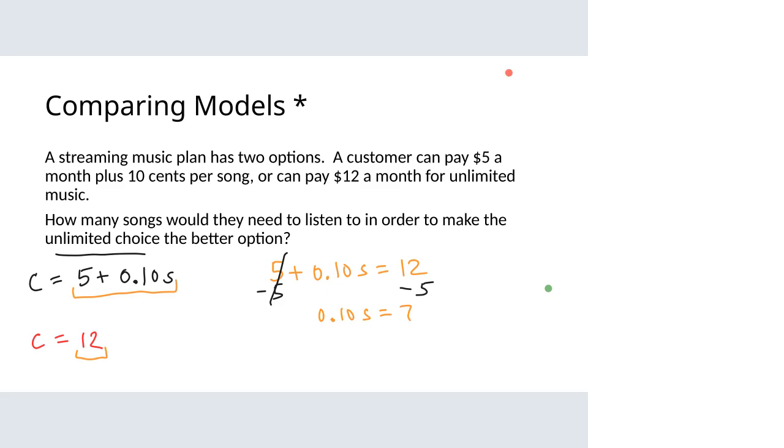Next step will be to divide both sides by 0.10. Those will cancel, and over here I'll have 7 divided by 0.10. And when I do that, I wind up with S equals 70.